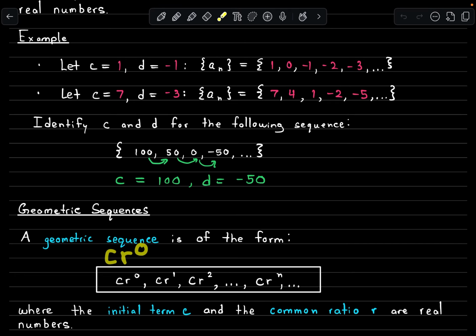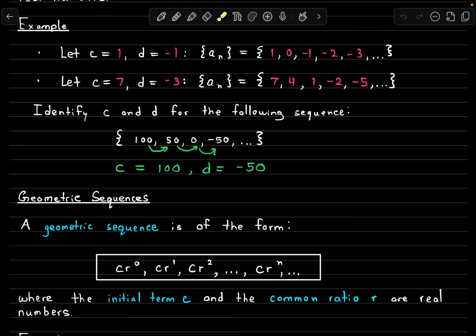Okay, so for our first term, we've got C times R to the 0, which is the same thing as C, but I'm just writing this here to show you how many factors of R there are over here, okay? Then we've got a single factor of R, 2 factors of R, and as we go into this, the nth term is going to have n factors of R, okay?